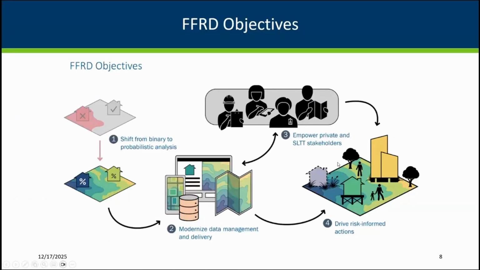So again, these are screenshots from those slides. Kind of a little bit of repeat here, but again, a shift from binary to probabilistic analysis. They want to modernize the data management and delivery. There's a lot more data that can be provided. It empowers private and other stakeholders and really drives risk-informed decisions. If you really understand what your probability at a given spot is, it helps you understand whether it is okay to site a police station, a hospital, or a school at one spot versus something else that might be a little more tolerable of some risk.